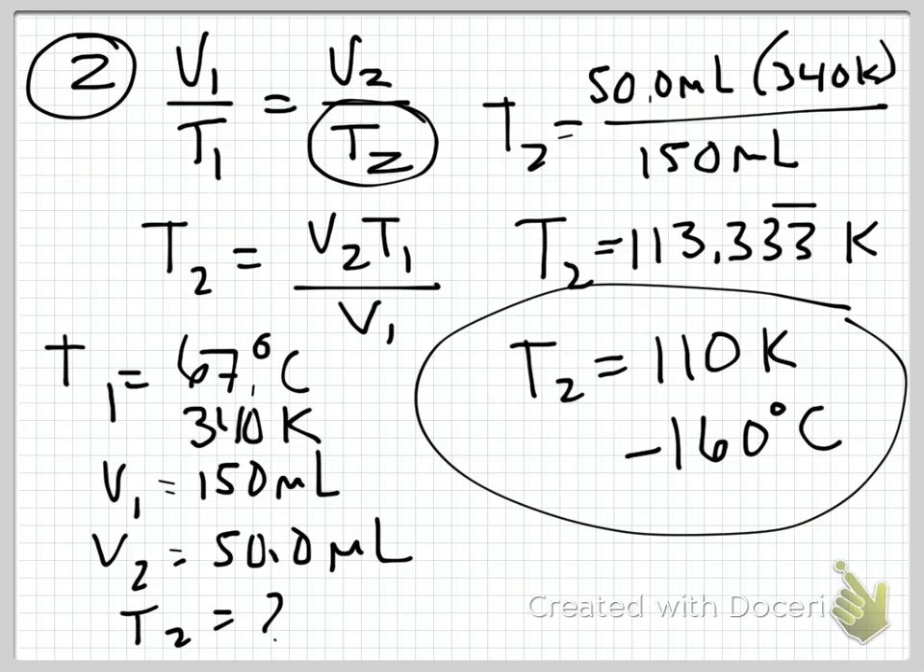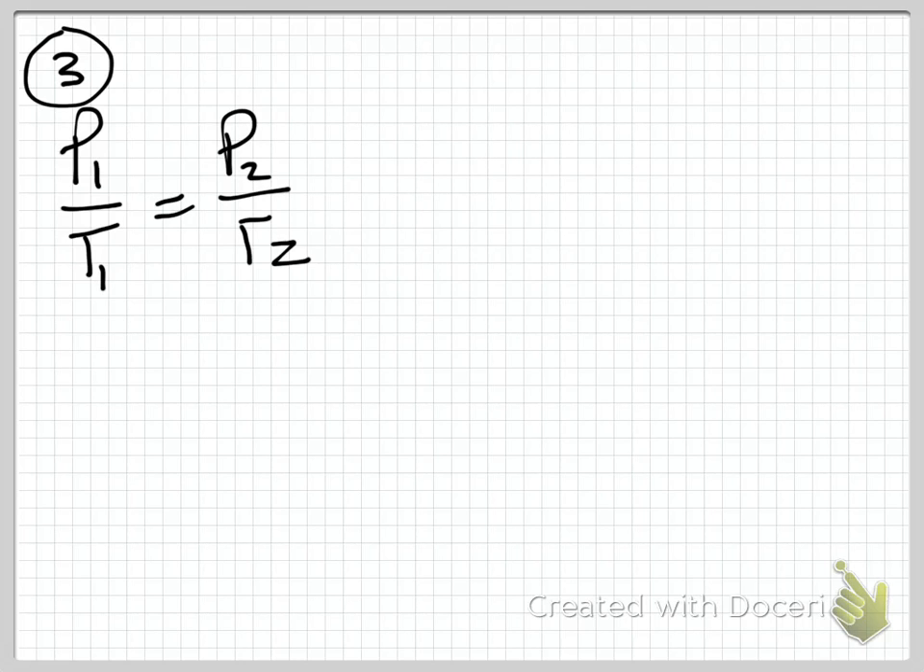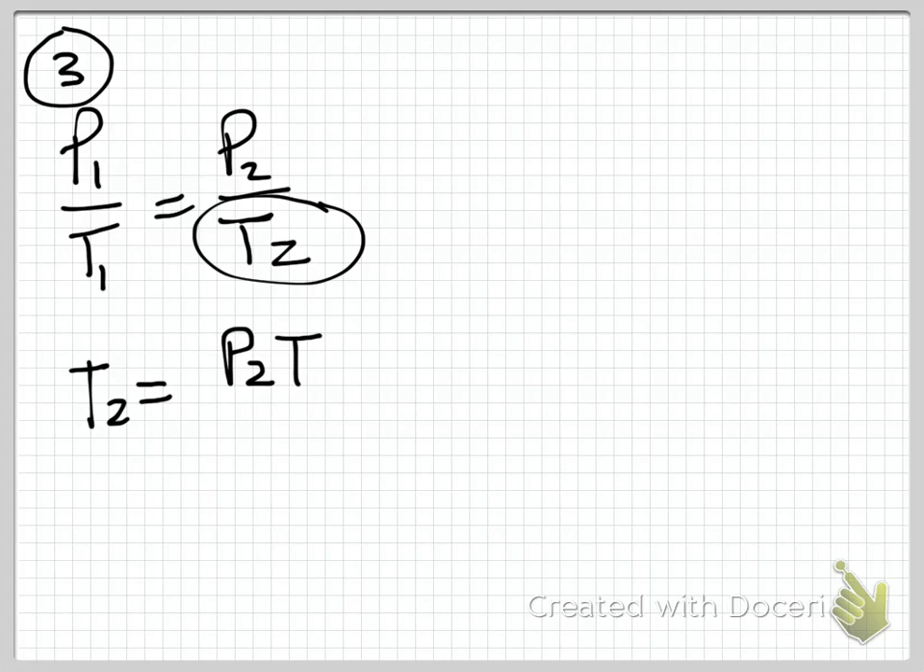Okay. Number 3, this is where the steps that I mentioned, things like rearranging your problem and listing your variables, are extra helpful. So we know this is pressure and temperature. P1 over T1 equals P2 over T2. And once again, because I'm mean, we're solving for T2. So this time I'm not going to do each of the steps. We'll just go ahead and write that. So I've got my equation rearranged.